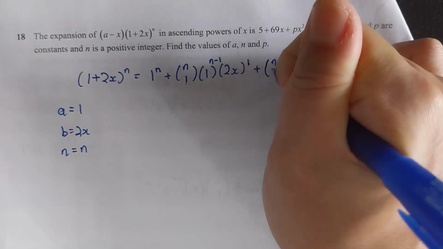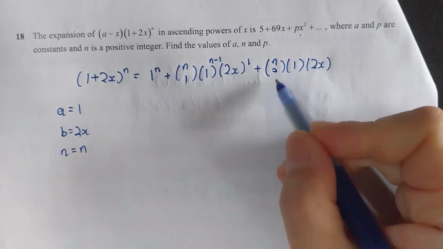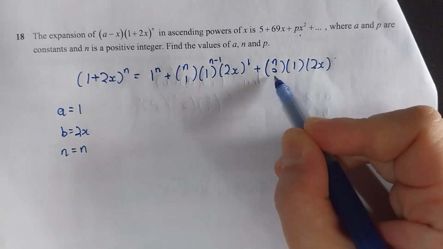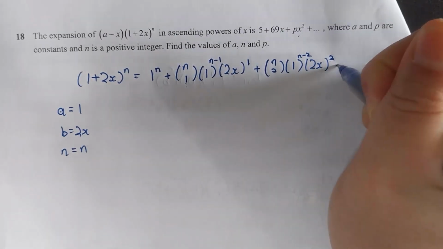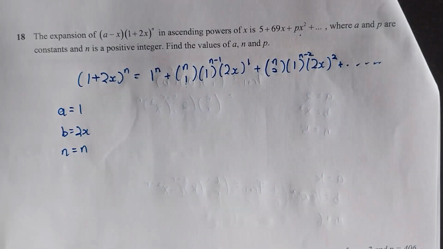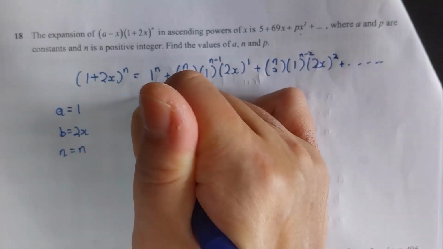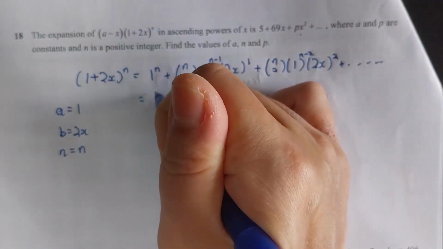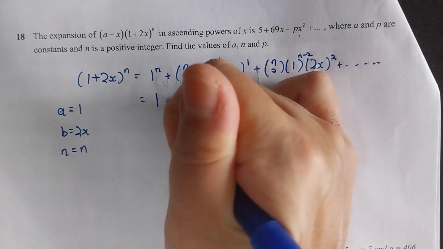So we will have n choose 2, we put down a, we put down b, and the power is the same as the number here for the last power, and this will be n minus 2, and we will stop here because we do not need any more x power 3. So let's simplify it a little bit. So this will just be 1 because 1 to the power of any value is 1.